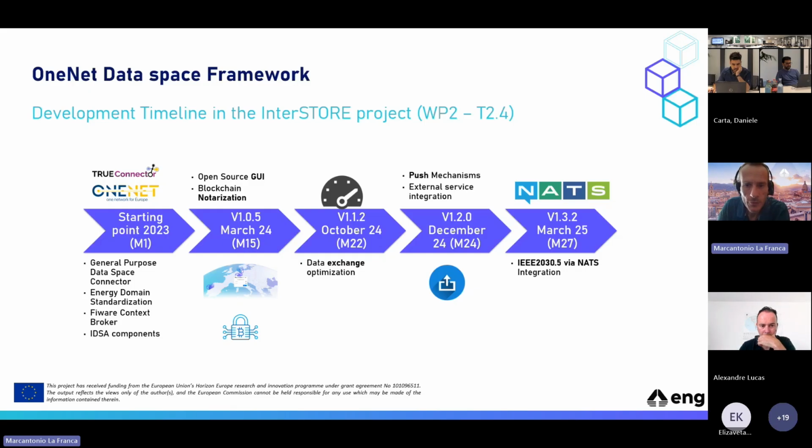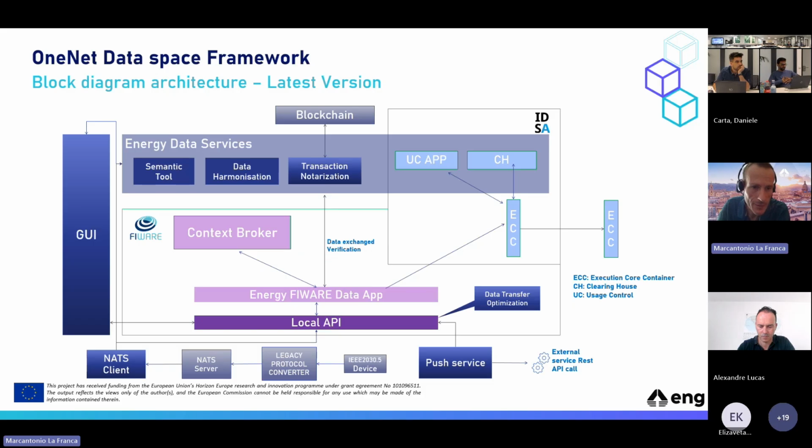Then in month 22, October 2024, we completed the task focused on data exchange optimization and released the outcome in version 1.1. The development of the new push flow mechanism was completed in December 2024. And finally, in month 27, the latest release, we integrated the support for the IEEE 2030.5 protocol using NATS into the energy data space.